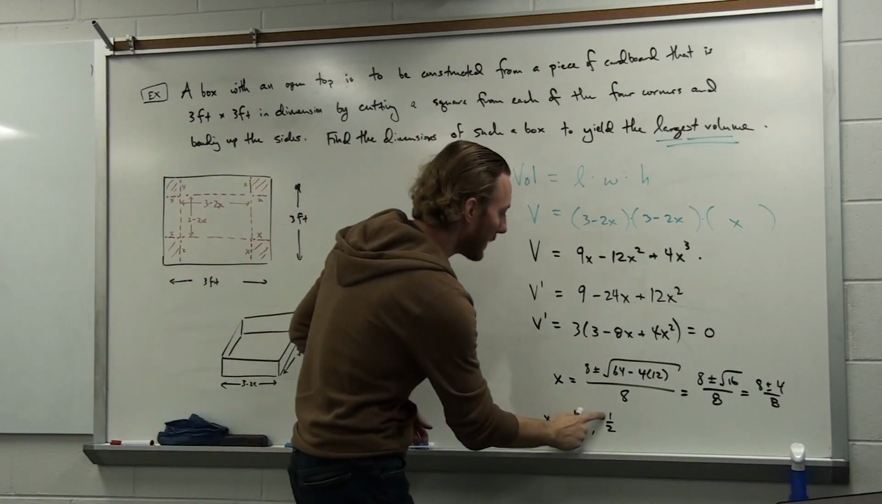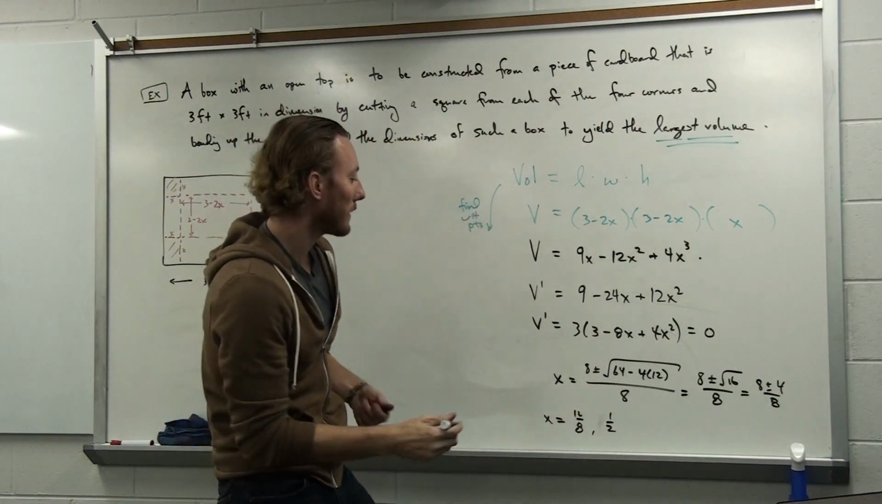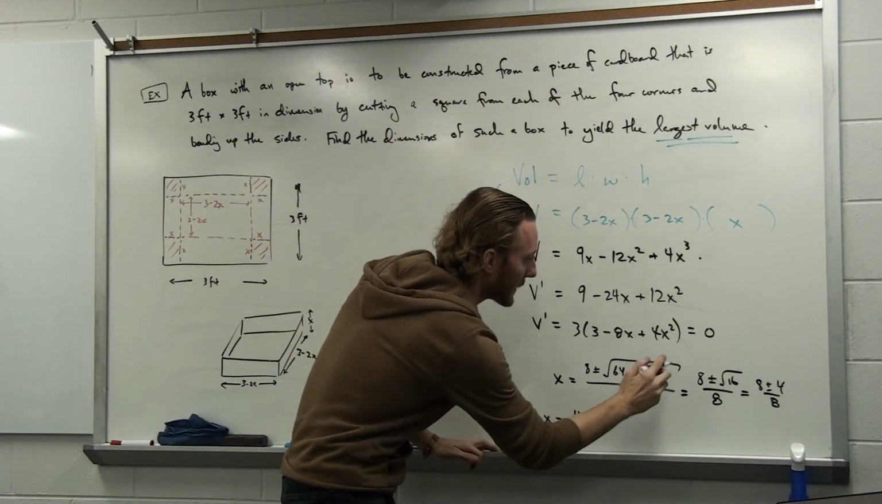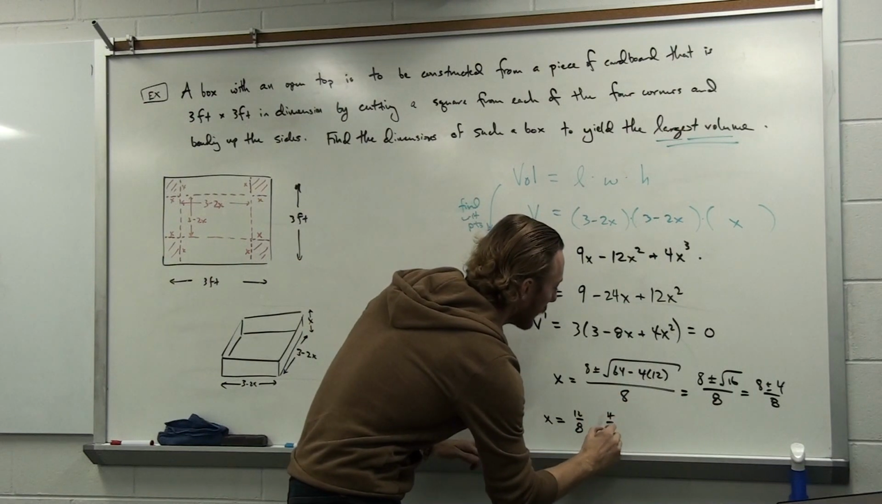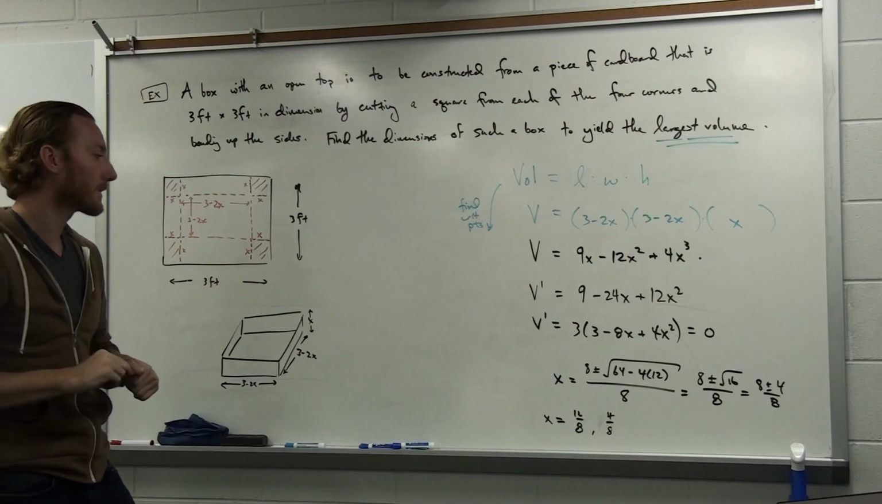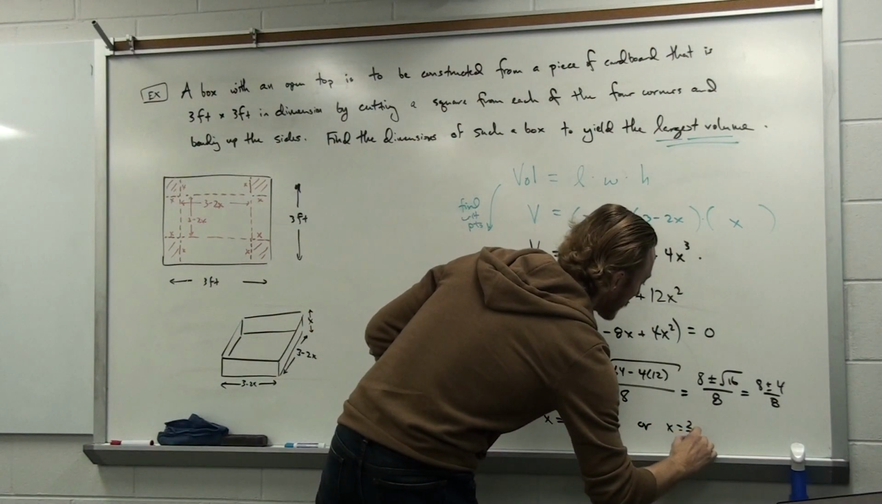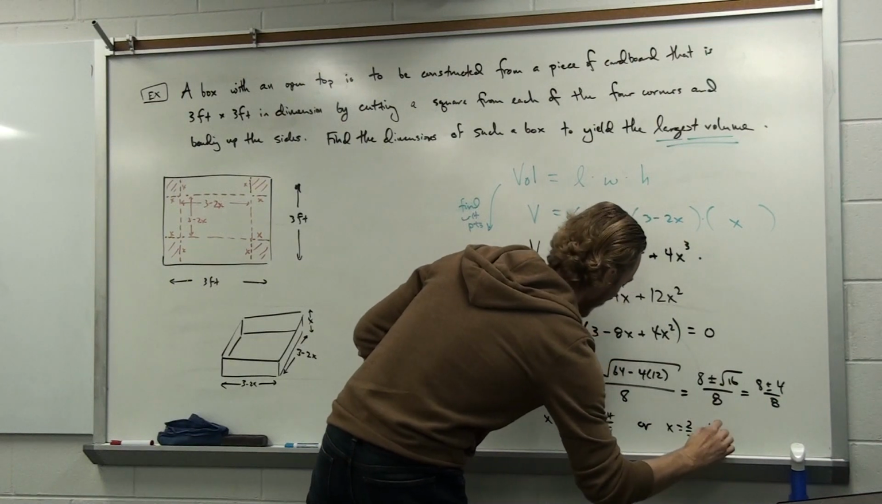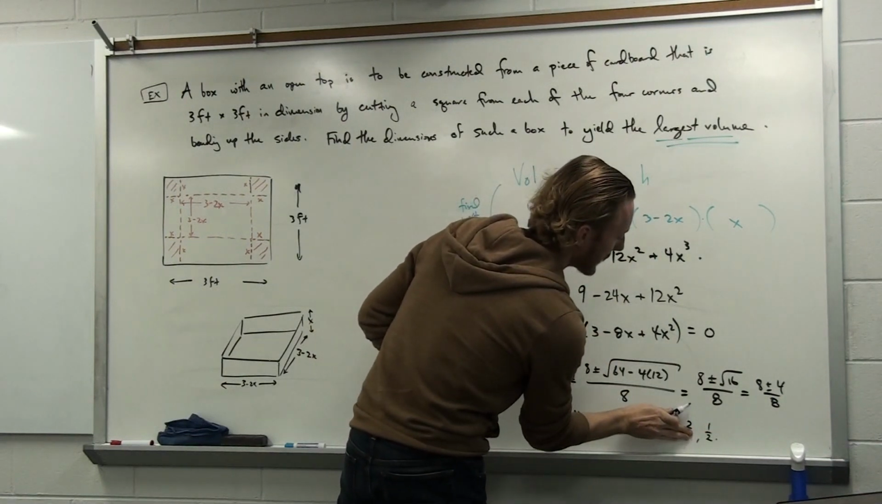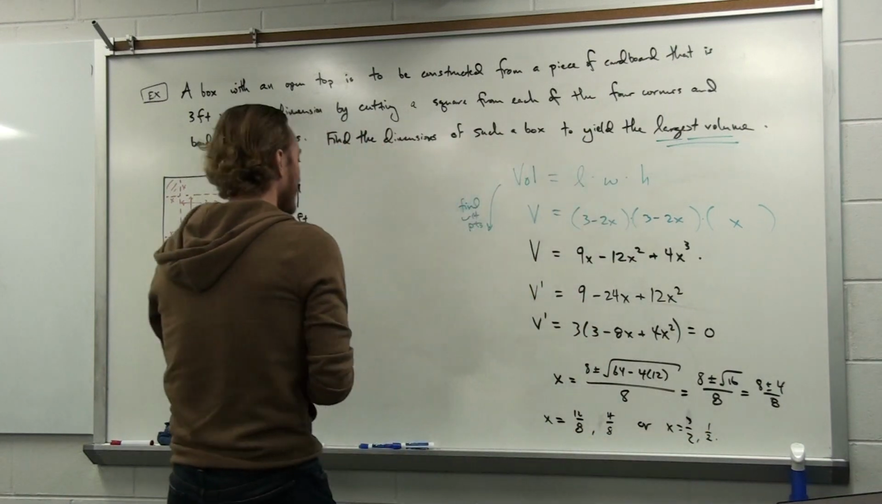Would that just be positive 1/2? Yes, it would. Because, well, in particular, let's just be very direct about this. 8 minus 4, that's 4 over 8, 4 eighths. So 12 eighths and 4 eighths are the two possibilities, or simplified, x equals 3 halves and x equals 1/2.